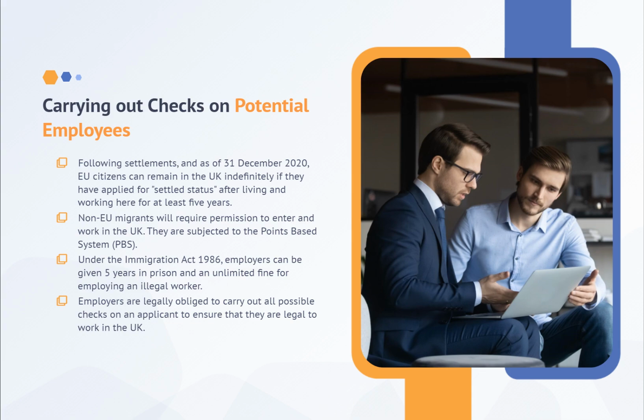Under the Immigration Act 1986, employers can be given 5 years in prison and an unlimited fine for employing an illegal worker. Employers are legally obliged to carry out all possible checks on an applicant to ensure that they are legal to work in the UK.